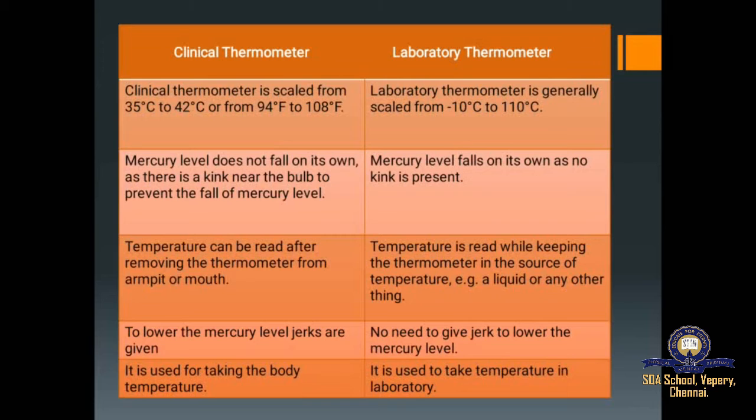The clinical thermometer is used for taking the body's temperature, whereas the laboratory thermometer is used to take temperature in the laboratory.